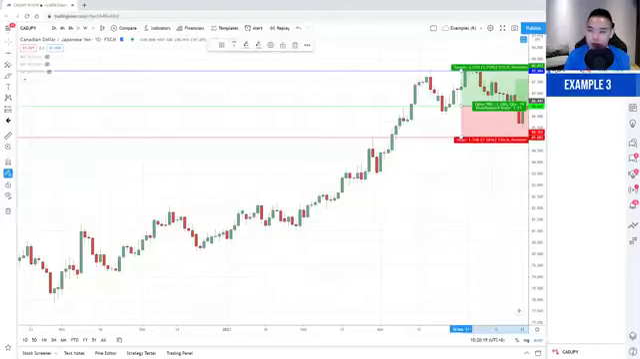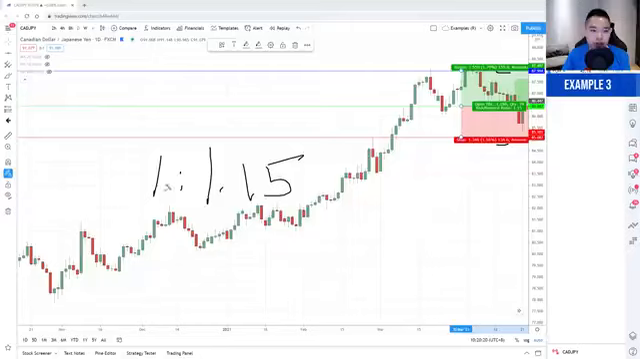So let me illustrate to you how to read this. You can see over here at the bottom that your stop loss is 134.6 pips. Your target is 155 pips. So from a risk to reward standpoint, it is 1 to 1.15. In other words, you're risking $1 to potentially make $1.15 on this trade.